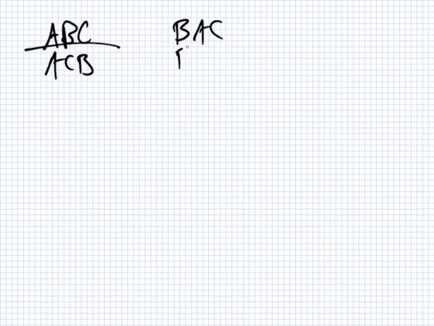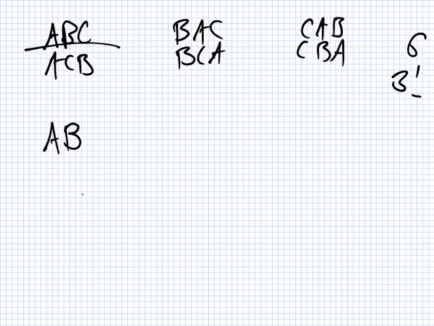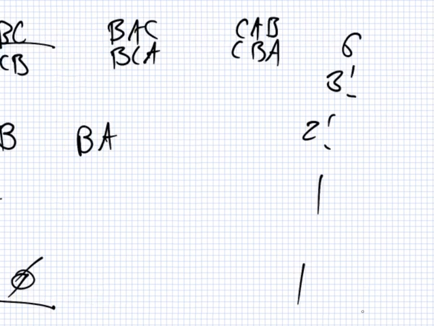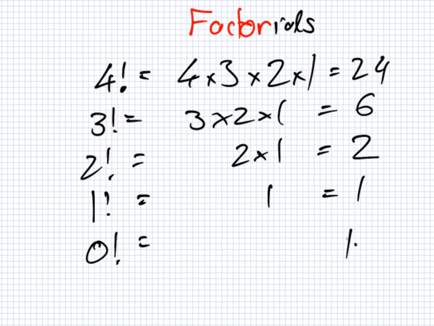So if you have 3 books on a shelf, how many ways can you rearrange the books? You can have ABC, ACB, BAC, BCA, CAB, and CBA. So that's 6, isn't it? Or in other words, 3 factorial. If you have 2 books on the shelf, how many ways can you arrange them? 2 ways. You can have AB or BA. That's 2 factorial. If you have 1 book on the shelf, there's 1 way you can arrange it. And if you have no books on the shelf, there's 1 way to arrange that, which is an empty shelf. So this is one of the reasons why 0 factorial is equal to 1. Okay? Do we have this? Can I go down? Okay.